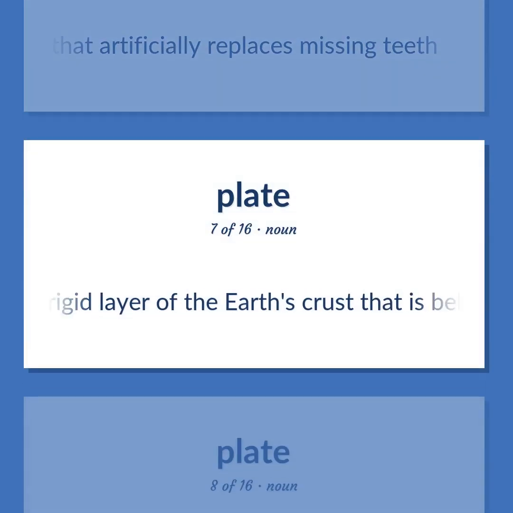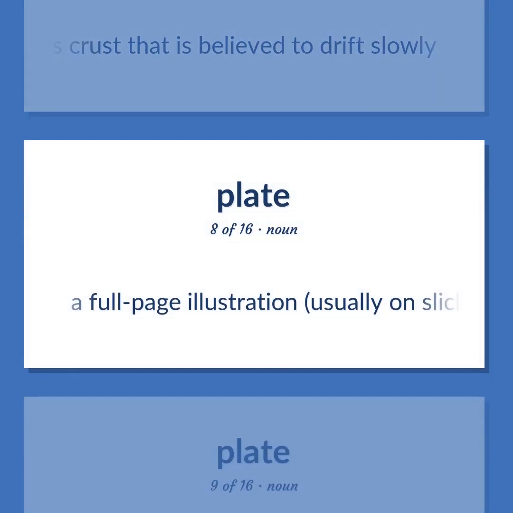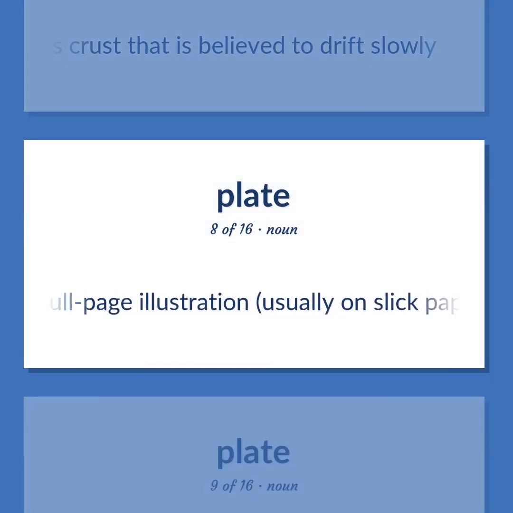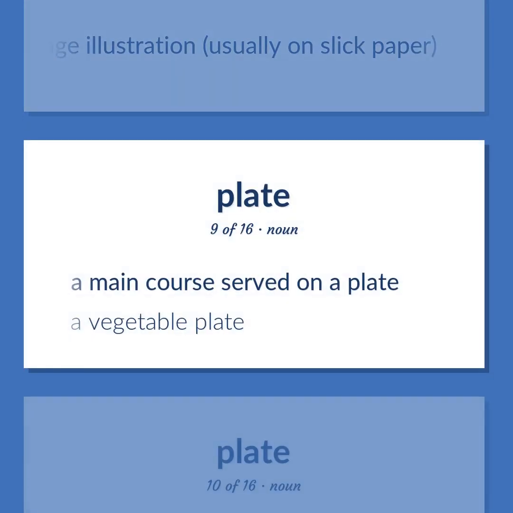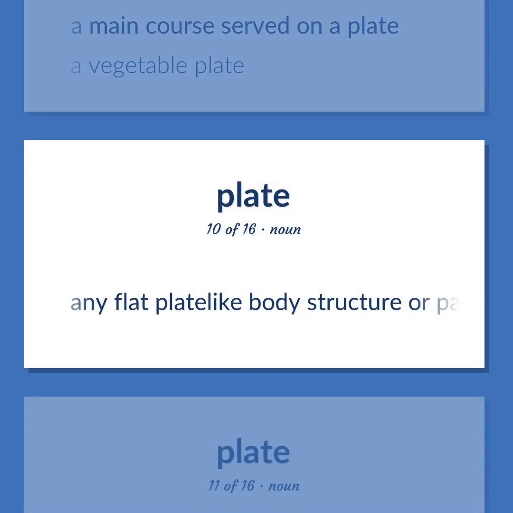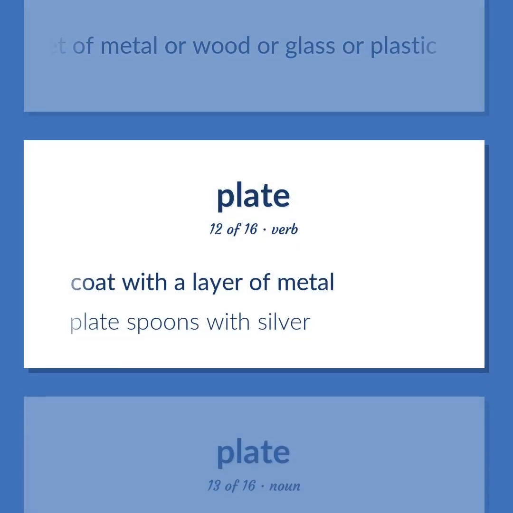A rigid layer of the Earth's crust that is believed to drift slowly. A full-page illustration, usually on slick paper. A main course served on a plate. A vegetable plate. Any flat plate-like body structure or part. A sheet of metal or wood or glass or plastic. Coat with a layer of metal. Plate spoons with silver.